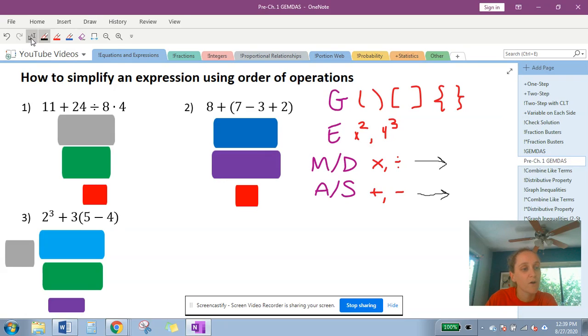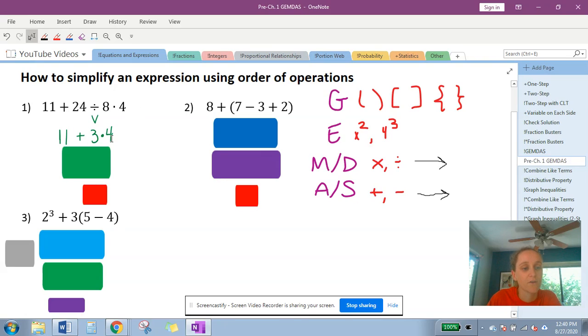So we have our first problem, 11 plus 24 divided by 8 times 4. Remember that little dot means multiplication. So looking at this, I have addition, division, and multiplication. Looking at our list over here, I know that multiplication, division is from left to right. So I'm going to do division first because that's what I see when I read it from left to right like a book. So if I do 24 divided by 8, that gives me 3.